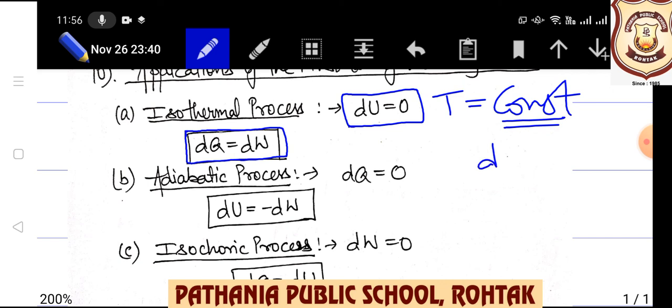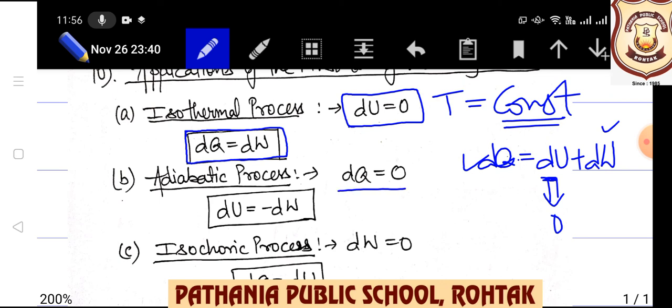In an isochoric process, as there is no change in volume, work done is 0, because dw is defined as p dv. So if volume is constant, dv is 0 and dw is 0, so dq becomes equal to du. In a cyclic process, when the system comes to the same state, its internal energy always becomes the same, so du is equal to 0 and dq is equal to dw. Heat supplied to the system is always equal to work done by the system.